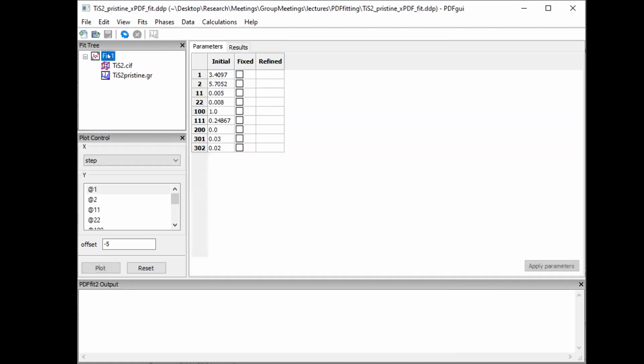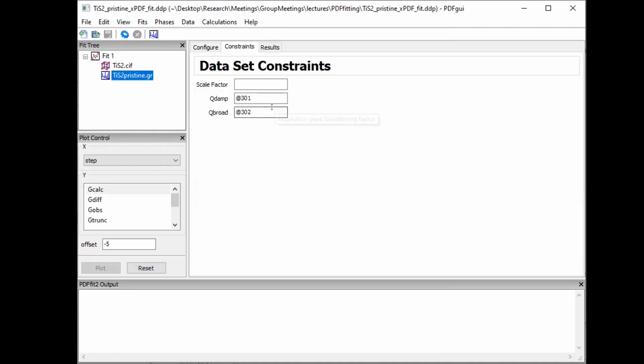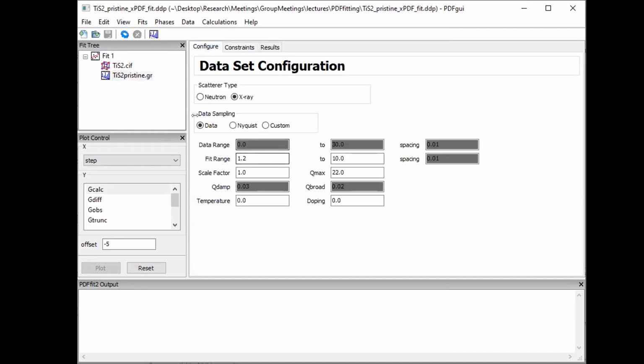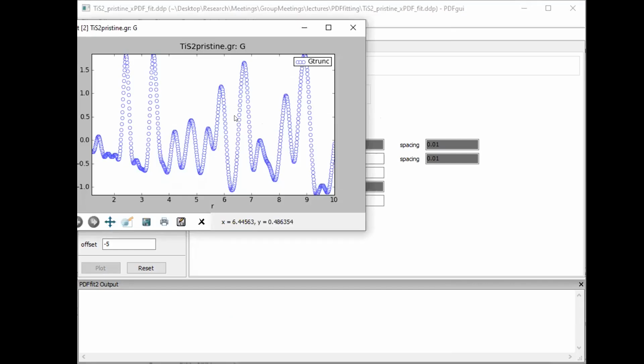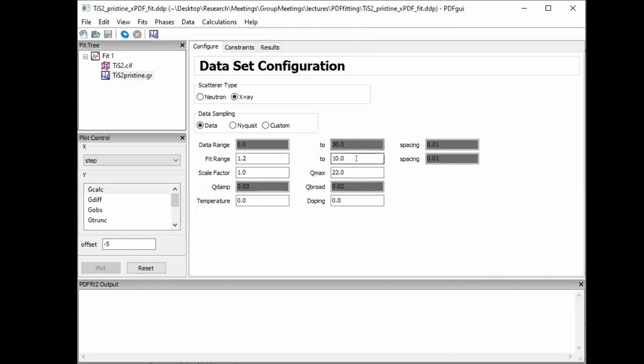Then we go to the fit, and make sure we have everything defined here. Just one last check. Okay, so let's get started. Oh, this is up to 10. We want to do something maybe even to higher R.